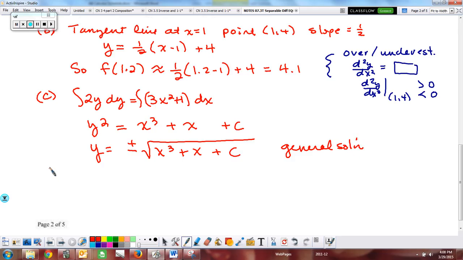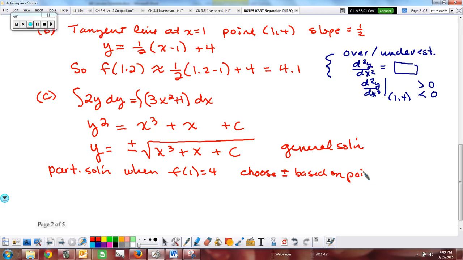Now we want to find the particular solution when f of 1 equals 4. Now here's where you have to be careful though too. When f of 1 is 4, f of 1 is giving you a positive y value. This has a plus or a minus. So you have to choose which one. So choose the plus or minus based on your point. So now it should be obvious. The y value is positive 4, so I have to be choosing the positive one. So I would do the y equals positive square root x cubed plus x plus c.